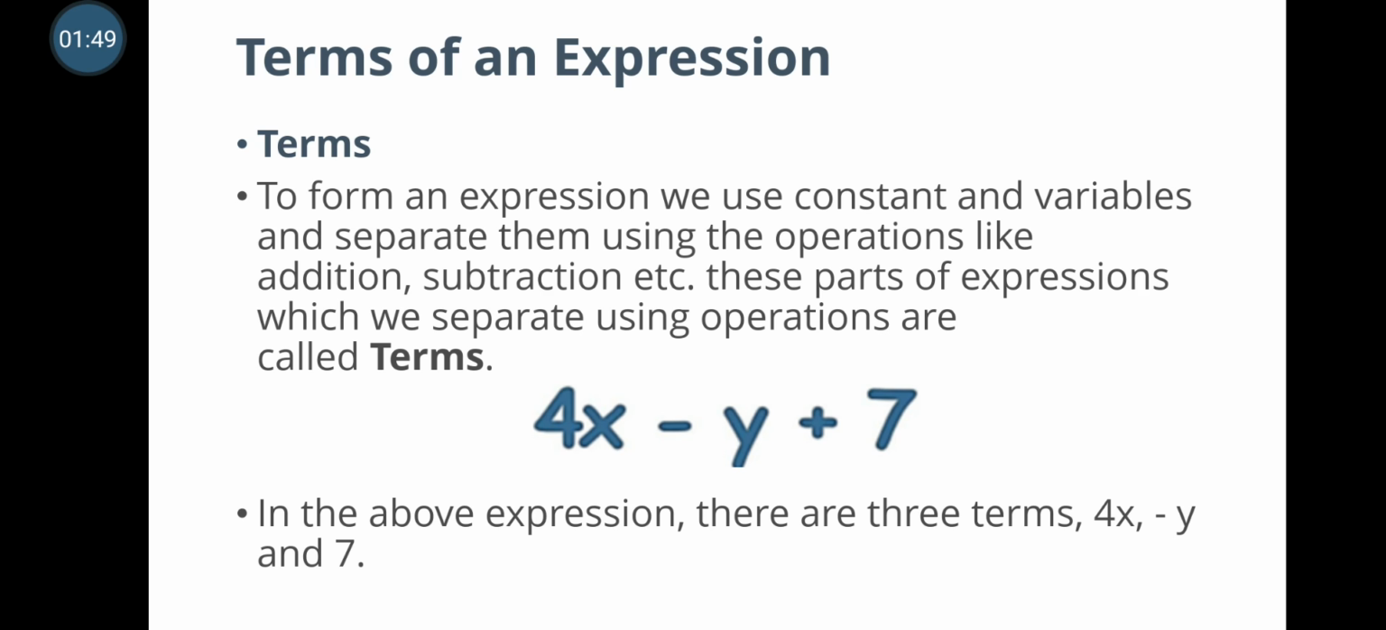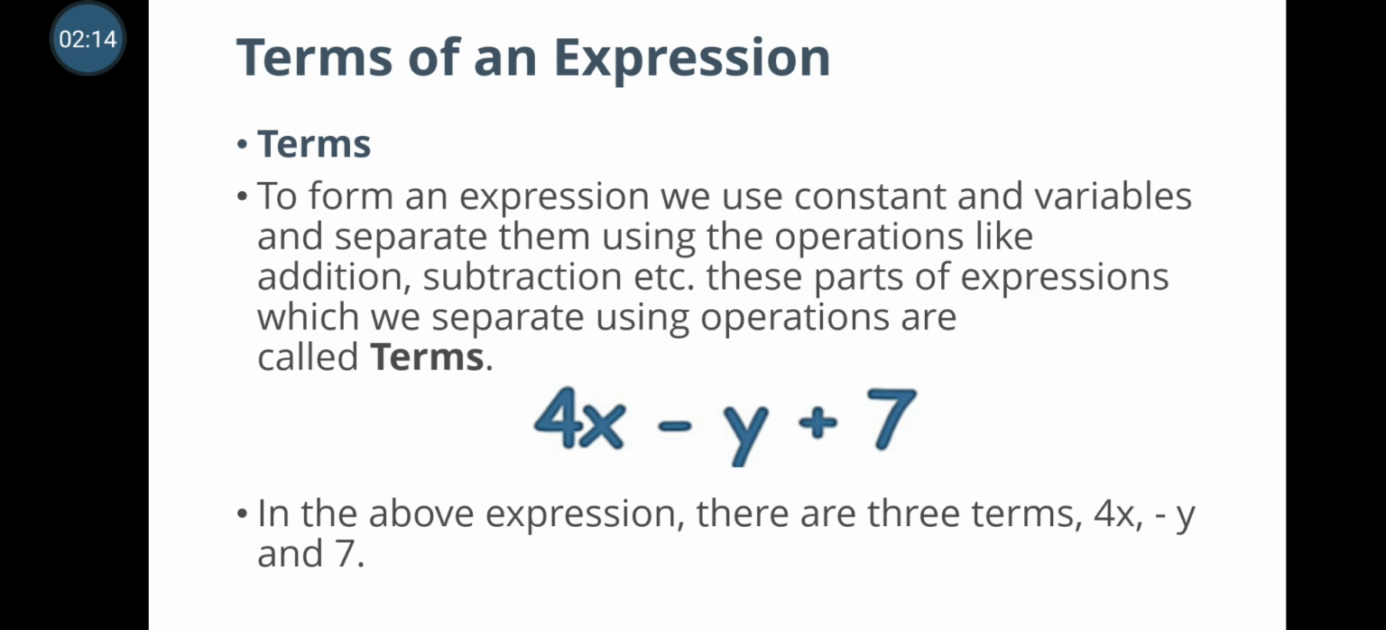Next, terms of an expression. Let us see what terms we use for an expression. First is terms. To form an expression we use constants and variables and separate them using operations like addition, subtraction, etc. These parts of an expression which we separate using operations are called terms. The example is given.